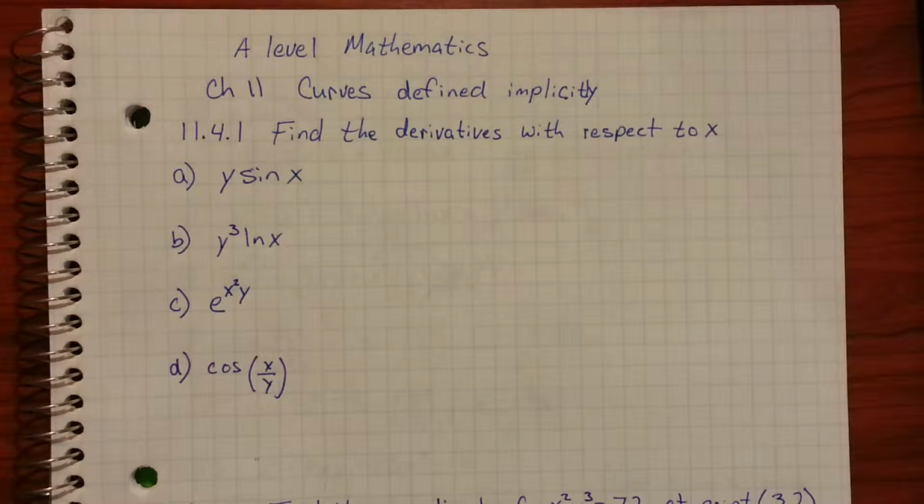This is A-level mathematics, chapter 11, curves defined implicitly. Chapter 11.4.1, find the derivatives with respect to x. So now right here we have a product rule.